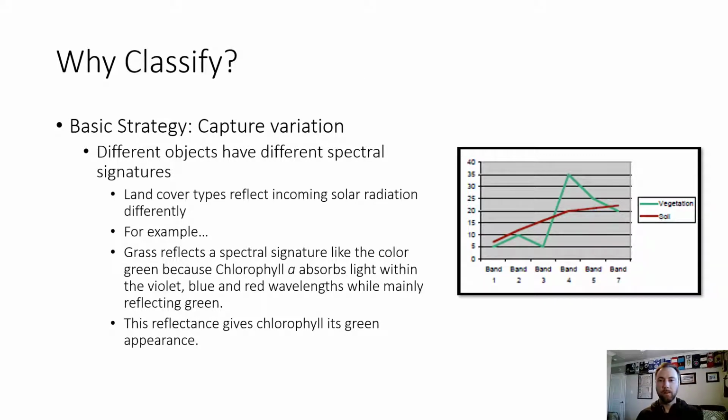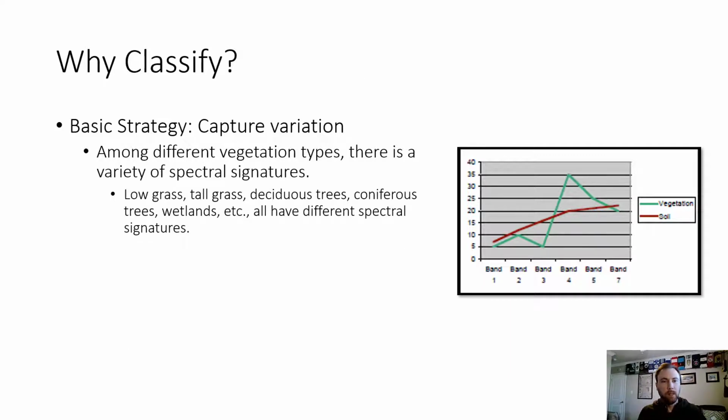So we're looking at similarities on the landscape and differences on the landscape. And going back to the example of the 0.52 to 0.6 micrometers, there's still quite a bit of variation in there. So image classification allows us to capture all of the greens within that band and call them vegetation, or select certain segments of that band and say, these are pine trees, these are broadleaf trees, things like that. So it allows us to essentially group things together. Among different vegetation types, there is a variety of spectral signatures: low grass, tall grass, deciduous trees, coniferous trees, wetlands, and so on, and they all have different spectral signatures.